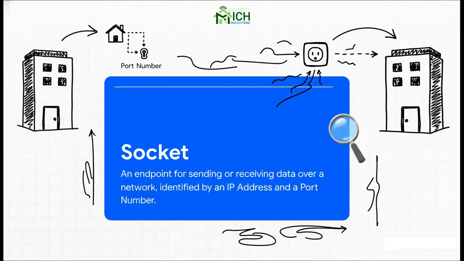Here's a simple way to think about it. Imagine an IP address is a building's street address. A port number? That's a specific numbered door on that building. A socket is simply the combination of both, the exact address and the exact door. That's the endpoint where all communication actually happens.